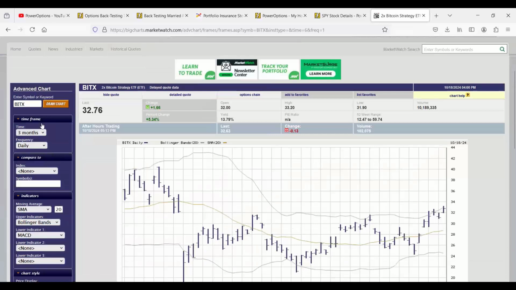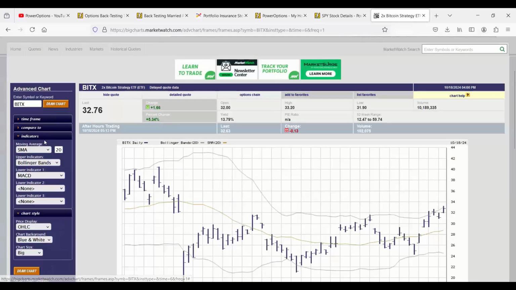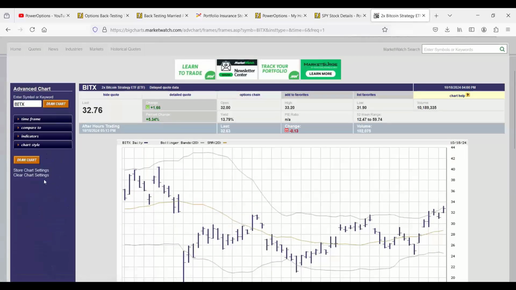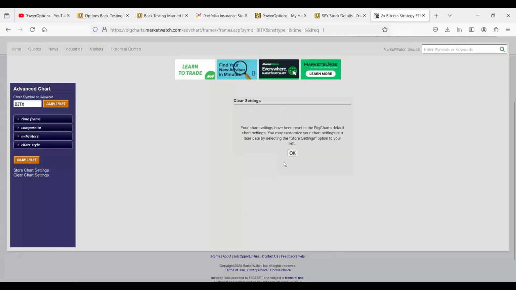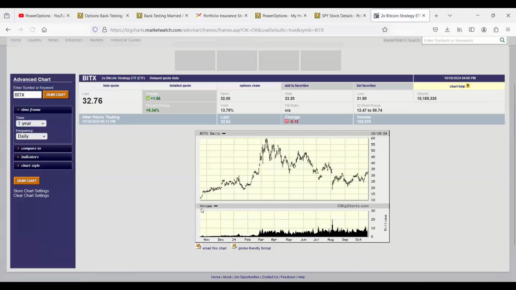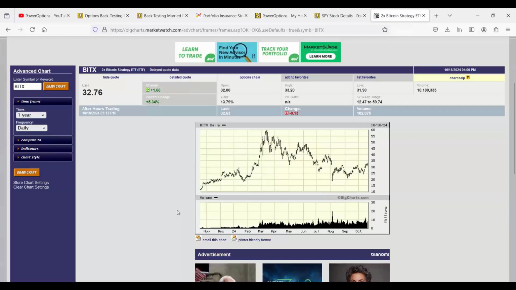My general default is, once you go into the advanced chart, you'll see something like this. And let's say, okay, let's just start from scratch. Let's clear the chart settings. I'm going to do it permanently. All right, so let's go ahead and erase all that. I come into big charts and BITX, and I don't like that. I see its ups and downs, it's all over the place, Kenneth. I'm looking at a 1-year chart with just some basic information.